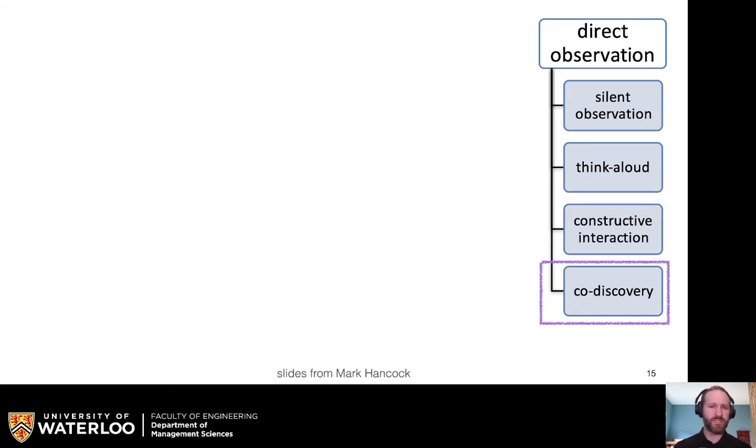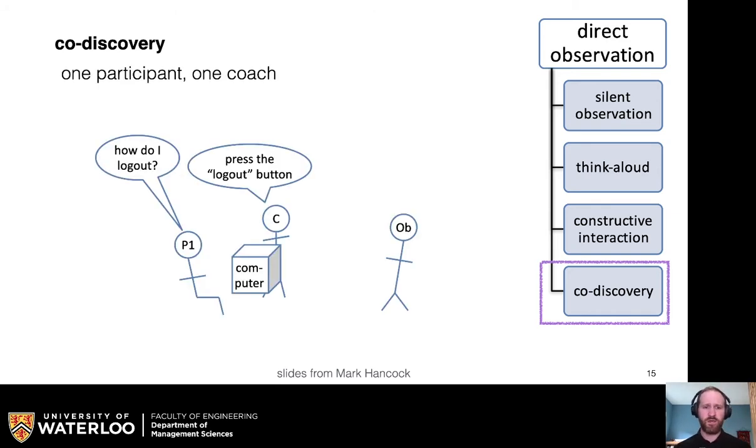Co-discovery is another method that's similar to constructive interaction. With co-discovery, you have one participant and one coach. The participant then asks a question of the coach or continues to use the interface. They might say, "How do I log out?" And the coach might tell them, "Press the logout button." The observer then just continues to watch this. You can structure this with the coach as another participant, a domain expert, or as a member of your team, whatever makes sense for the situation at hand.